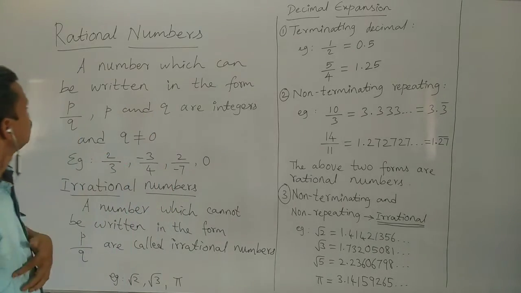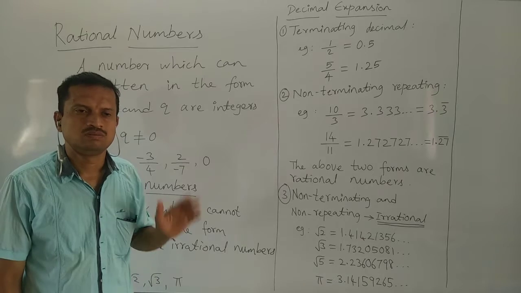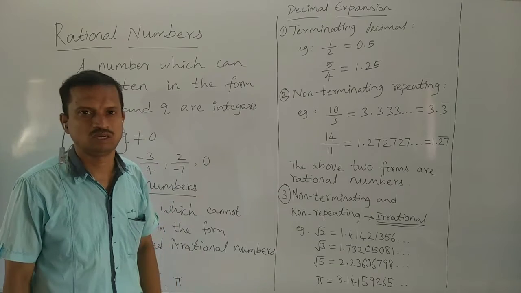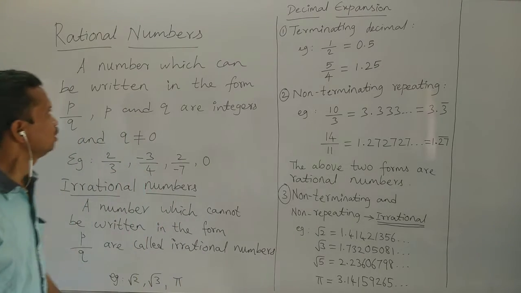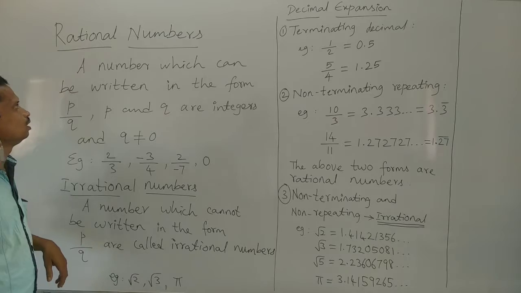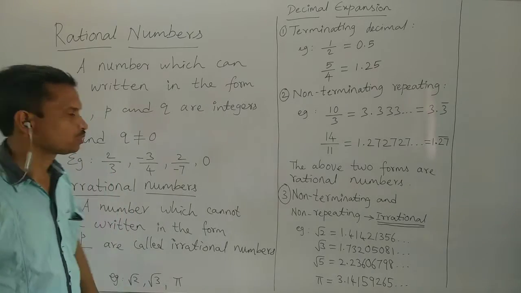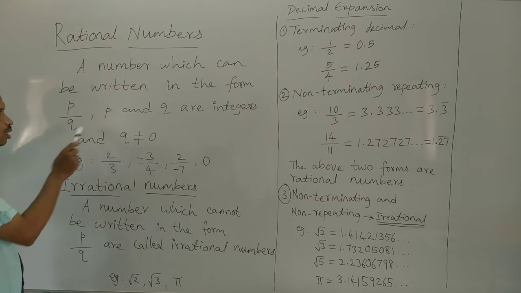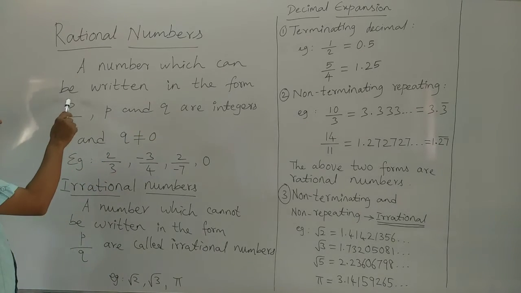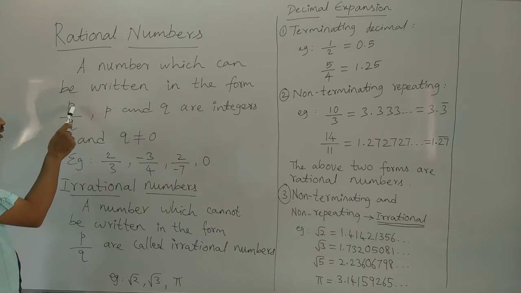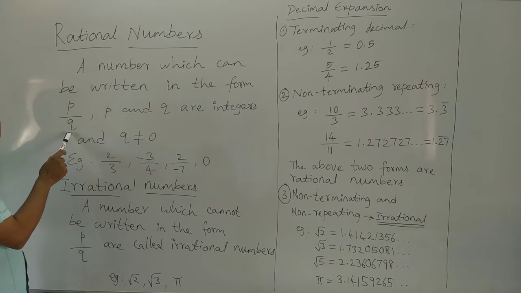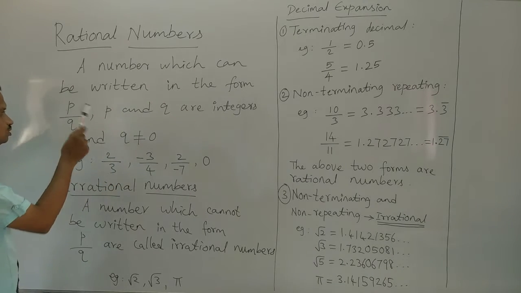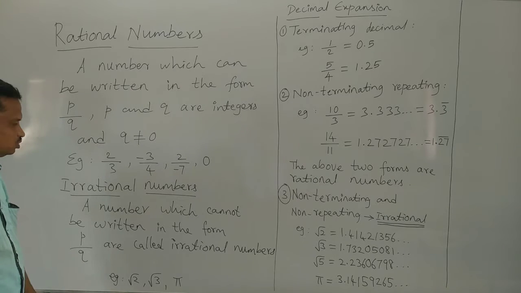Now, after the introduction, we deeply get into rational numbers, irrational numbers and the decimal expansion of both rational and irrational. Now, the definition of rational numbers: a number which can be written in the form P by Q, where P and Q are integers, integer by integer, and the condition is the denominator Q is not equal to 0. So this is the definition of rational numbers.